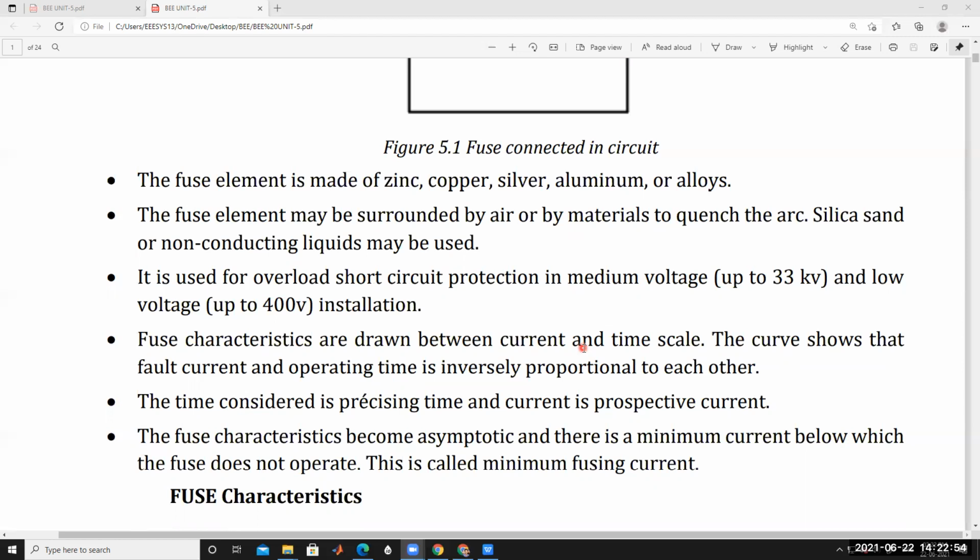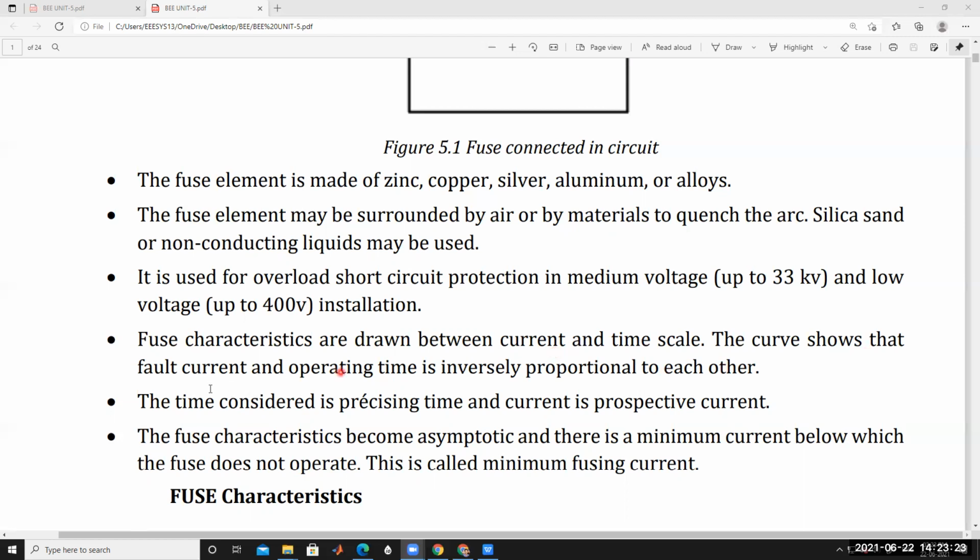The operating time of the fuse depends on the current. If the current increases, the fuse must melt within a second. Understood? If the fault current flowing through the device increases, then to protect your devices, the operating time of the fuse must be less. If the current increases, the time must be less.